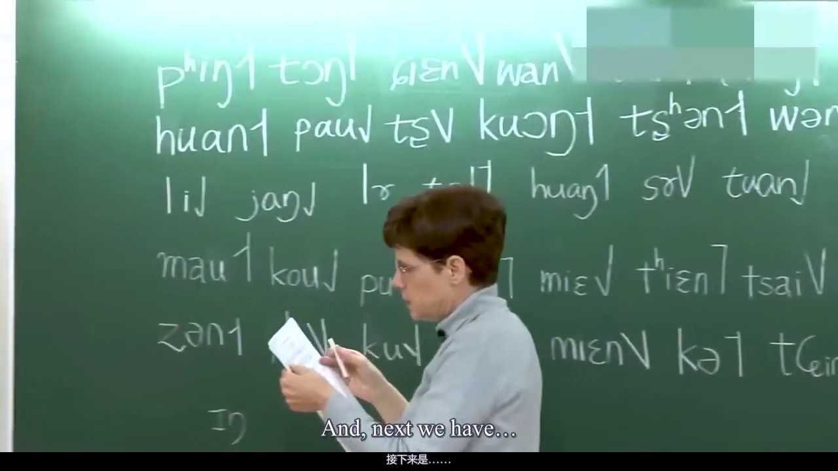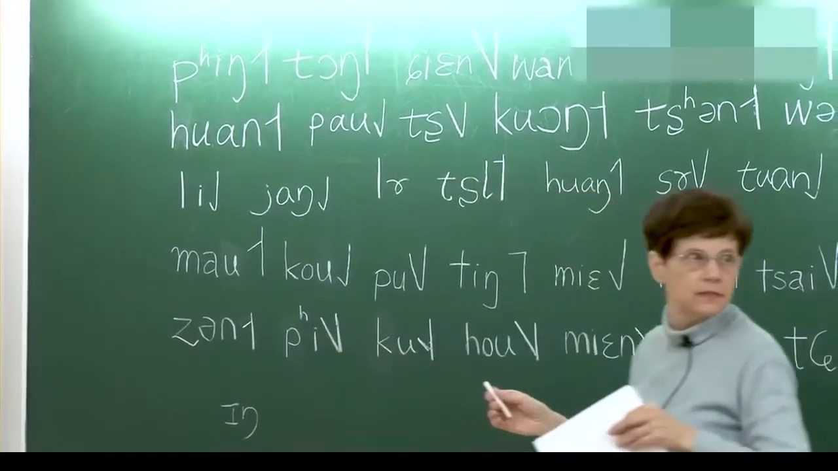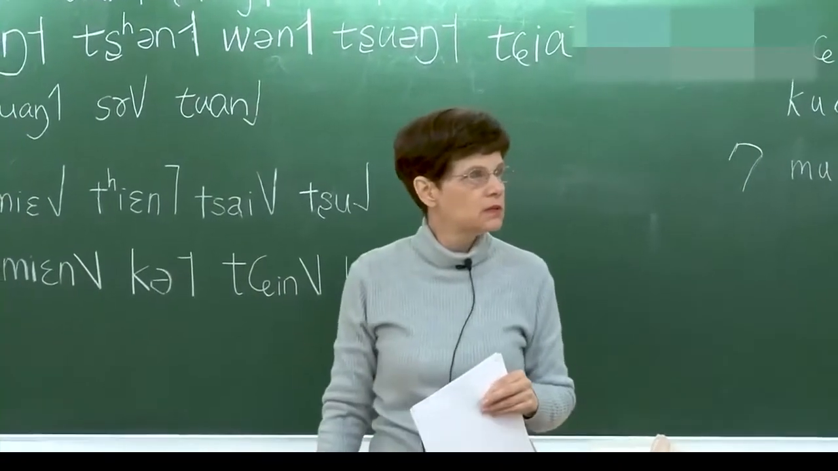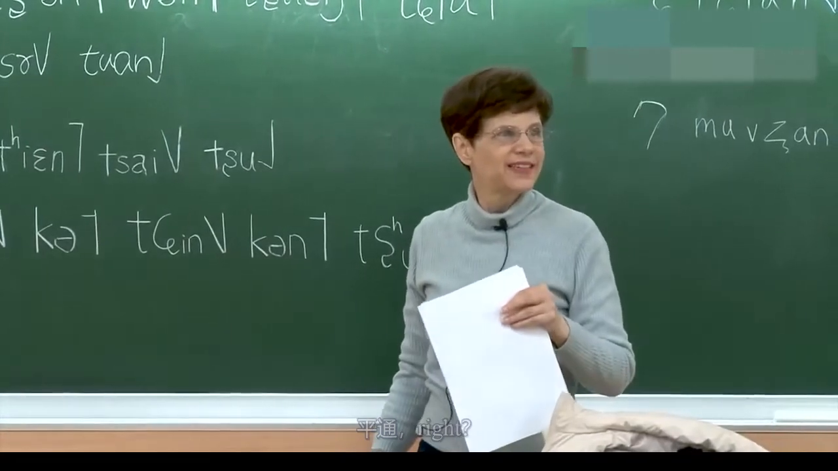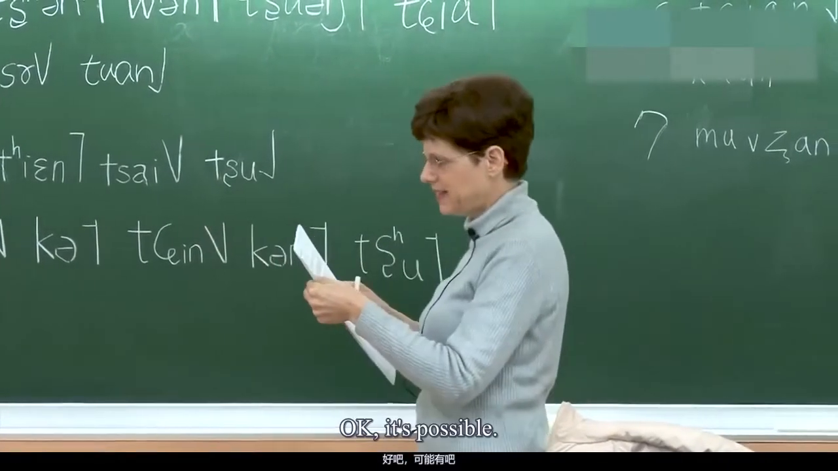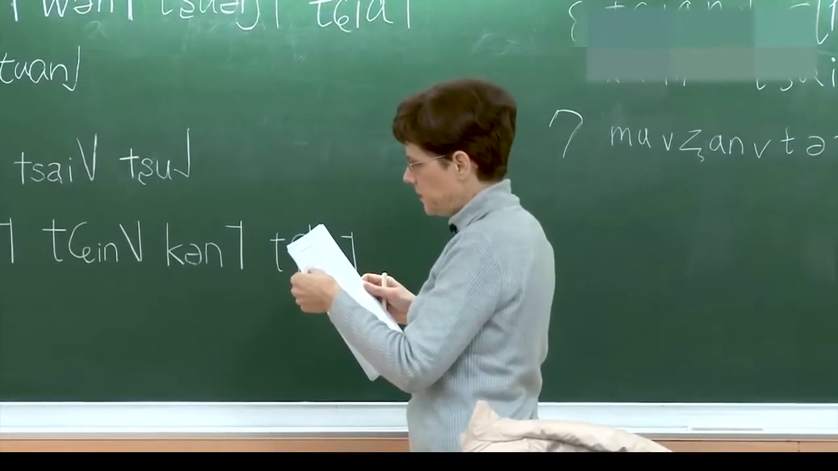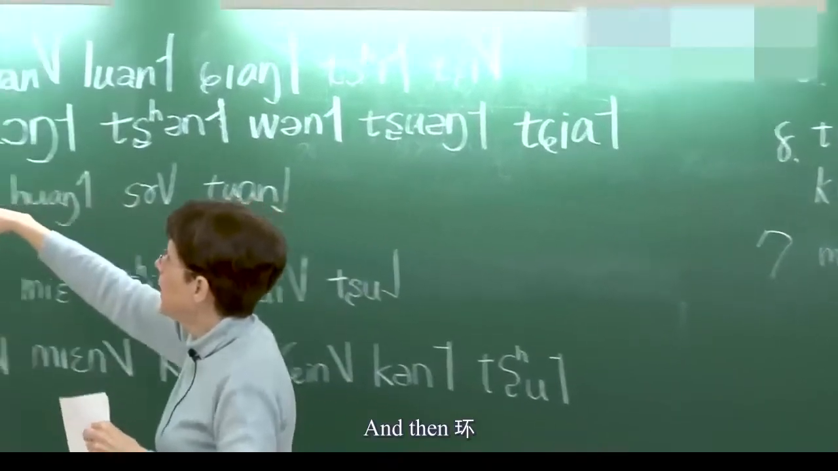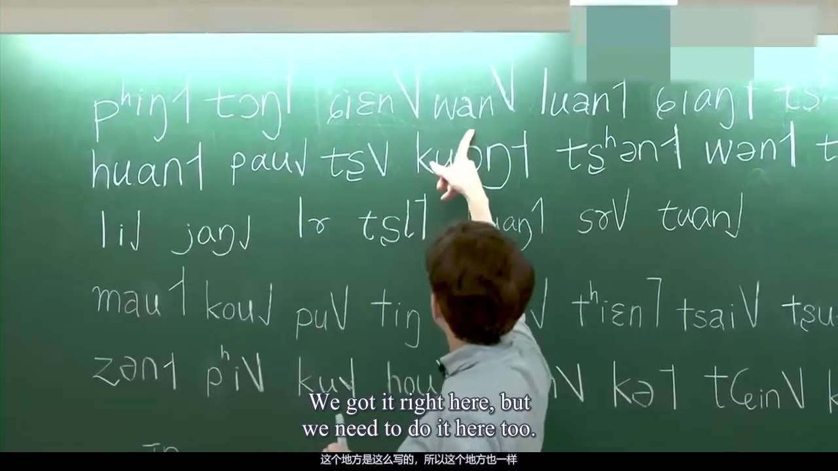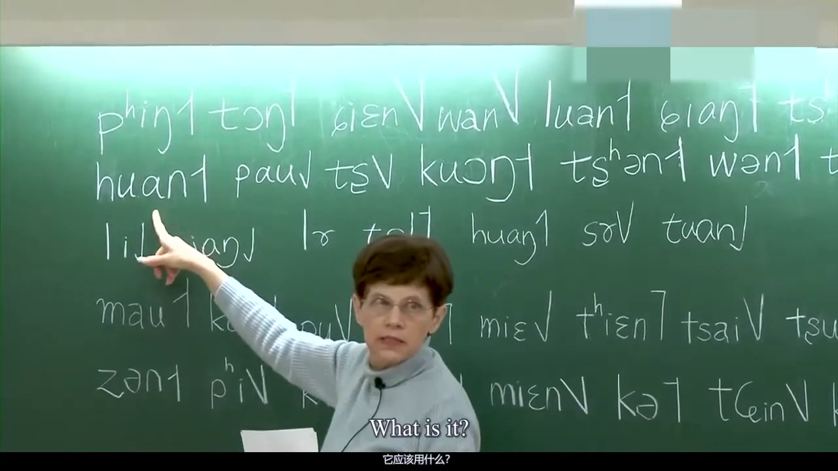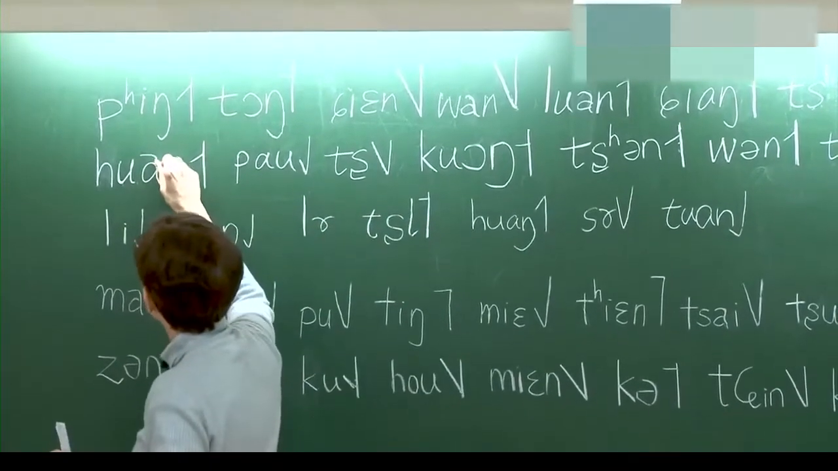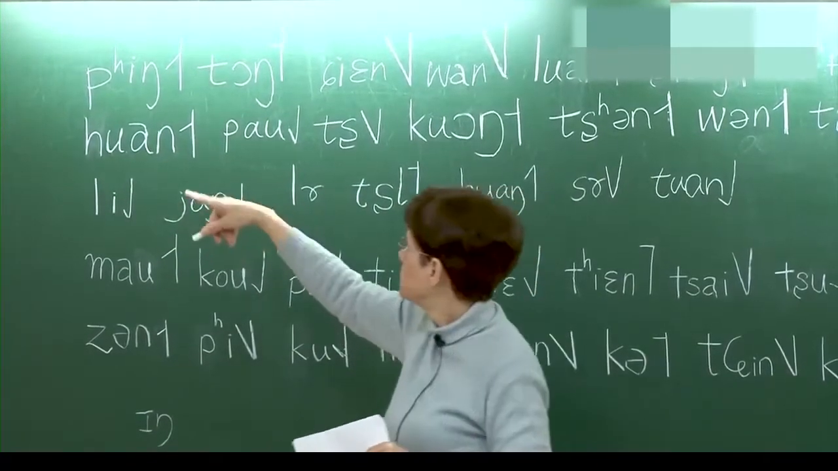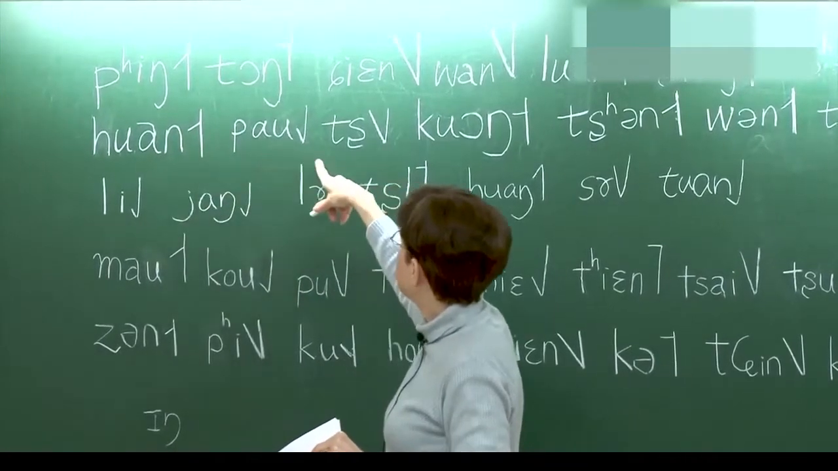And next we have, yeah. Can I add the asterisk H for the dong? Then it would be pingtong. Pingtong. Right? Is there such a place in Taiwan? Okay, it's possible. There's a place called Tongxiao, so there's plenty of tong in Taiwan, but maybe not there. All right, ji. And then huan, what do we need to watch out for here? We got it right here, but we need to do it here too. What is it? The hat, yeah, add a hat. Remember for an, we're going to use the one with the hat. For ang, we'll use the one without the hat.